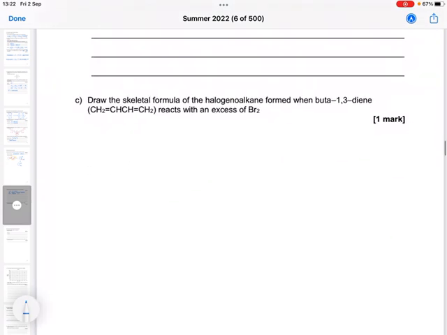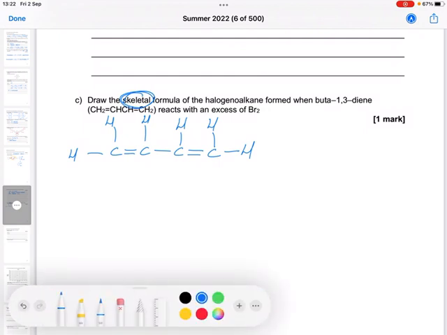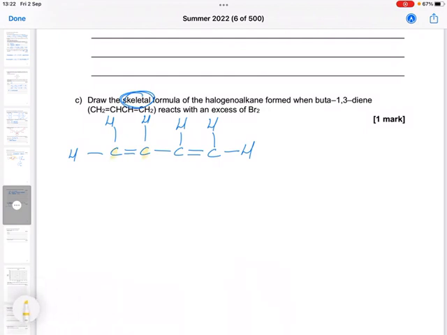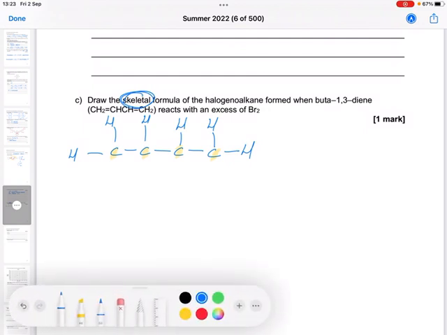Part C, draw the skeletal formula for the halogenoalkane formed when bromine reacts with buta-1,3-diene. So that's basically what it is looking like, isn't it, as an alkene. Now I know it's skeletal that I've got to draw, but I'm just doing my working out here. Okay, so my bromine is going to add here and here when I break that double bond, and here and here when I break that double bond. So let me get rid of the double bonds there and there, and then I can put my bromines on here.